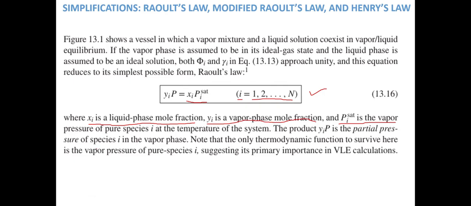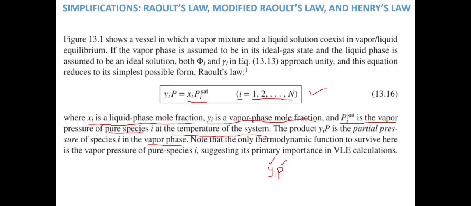Pi is the vapor pressure of the pure species at the temperature of the system. So we can say vapor pressure or saturation pressure, it is the same if we are talking about the pure species. The product YiP is the partial pressure of species i in the vapor phase. So what are they telling you? YiP is basically the partial pressure, because P is the total pressure and Yi is the mole fraction of that species in the gas phase.